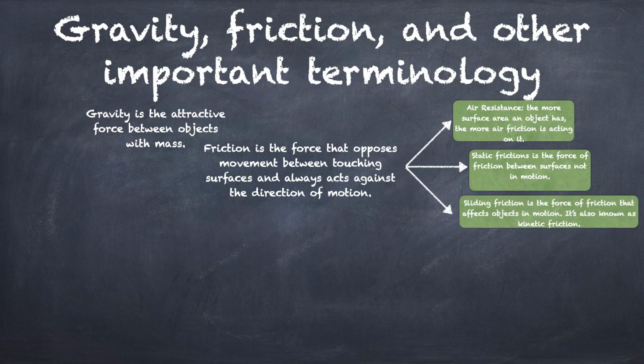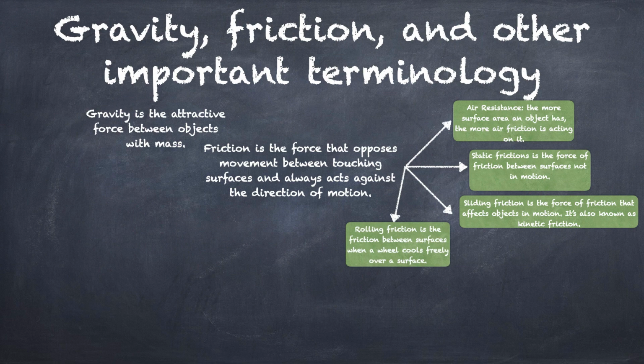Sliding friction is the force of friction that affects objects in motion. It's also known as kinetic friction. Sliding friction is the reason it is so hard to push a couch or large object across a room. The mass and roughness of the object contribute to its sliding friction.